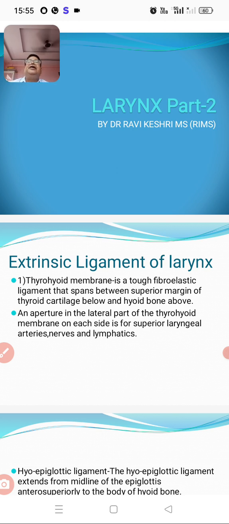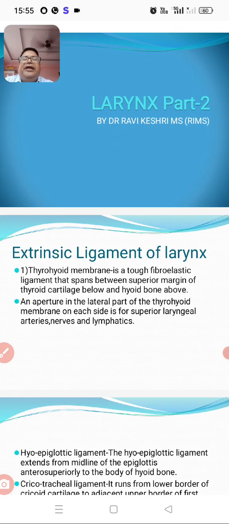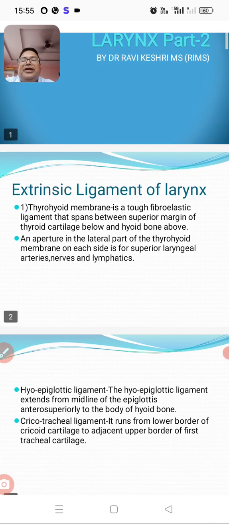Now, what are the ligaments of the larynx? Some ligaments are extrinsic and some are intrinsic. What are the extrinsic ligaments of the larynx? The thyroid membrane is a tough ligament that spans between the superior margin of the thyroid cartilage below and the hyoid bone above. Here is the hyoid bone and here is the thyroid cartilage. In between them is the thyroid membrane, and an aperture in the lateral part of the thyroid membrane on each side is for the superior laryngeal artery, nerves and lymphatics.